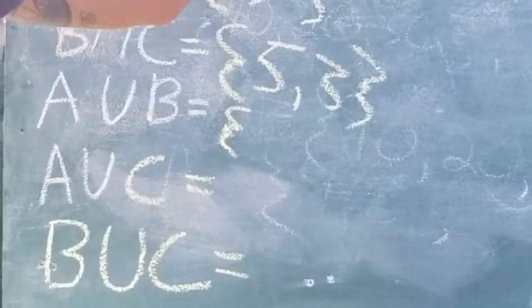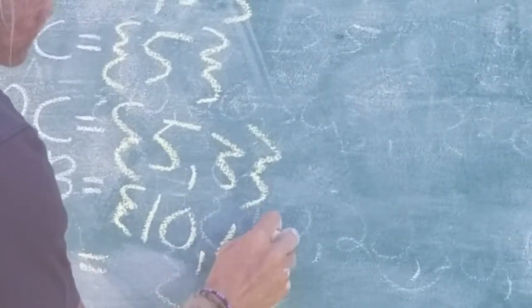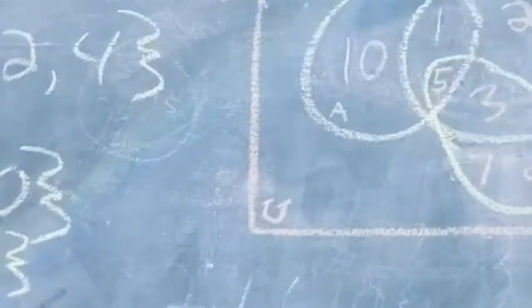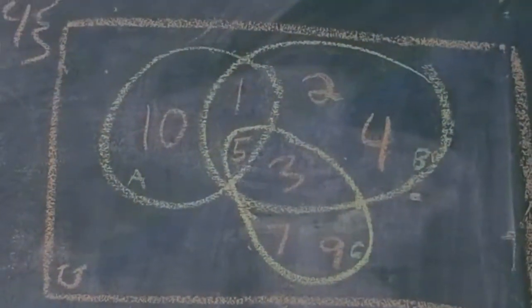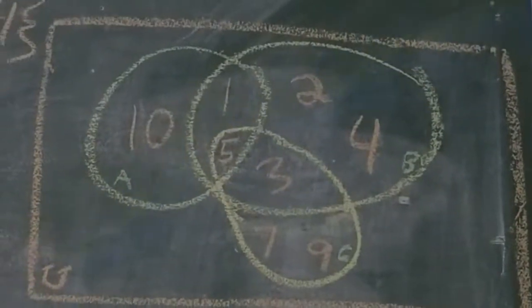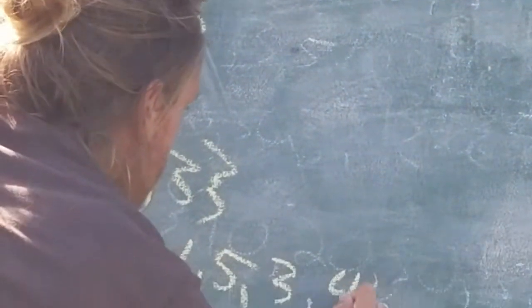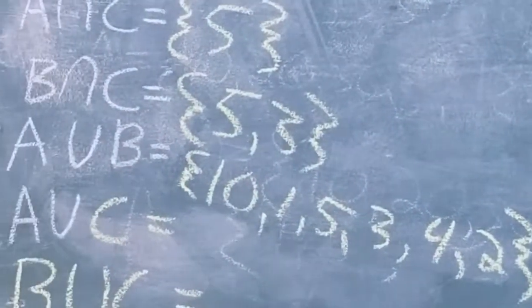Let's start with A. We have 10, 1, and 5. Okay, we're not done because we're dealing with union, so we have all the elements in B as well. We already got 1 and 5, but we also have 3, 4, and 2. All right, a pretty large set. You can see how these unions get large fairly quickly.